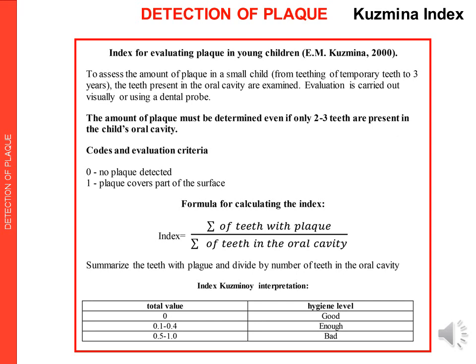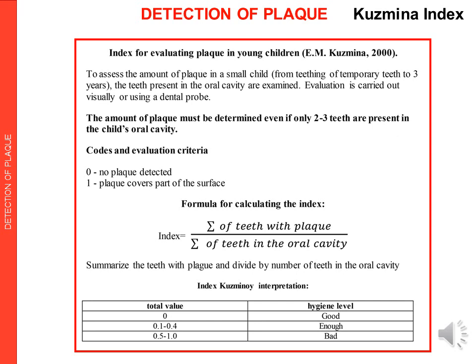The first index is Kuzmina, an index for evaluating plaque in young children. To assess the amount of plaque in a small child, from teething of temporary teeth to 3 years, the teeth present in the oral cavity are examined. Evaluation is carried out visually or using a dental probe. The amount of plaque must be determined even if only 2-3 teeth are present in the child's oral cavity.